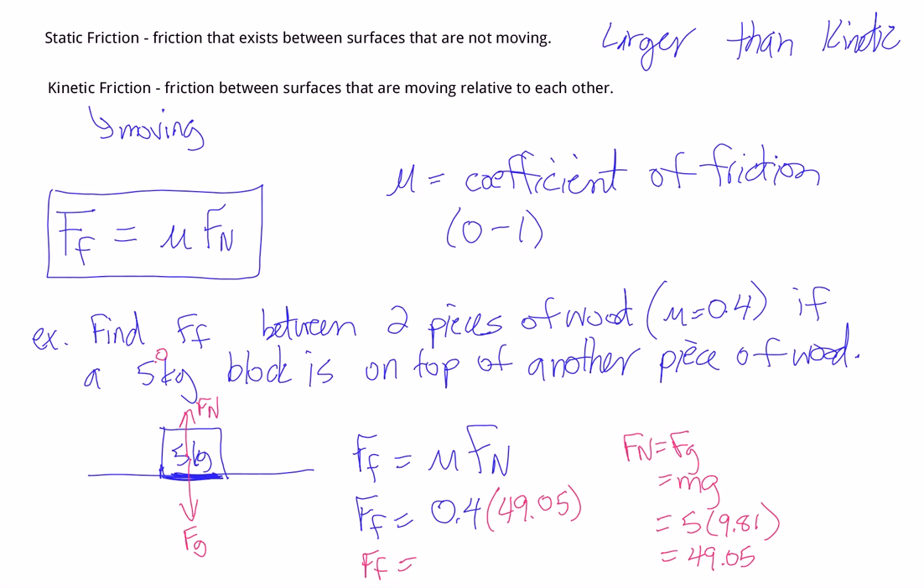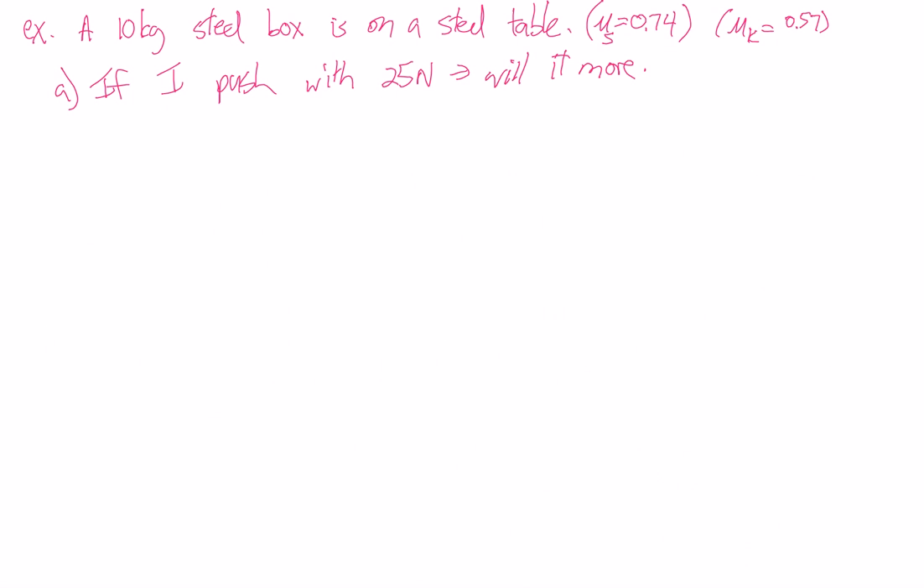And we'll round that to, let's suppose we had 2 digits. Let's suppose the question had 5.0 kilograms. So we round it to 2 digits, it'll round off to 20 newtons. So what that means is if we tried to push this block, there's going to be 20 newtons of resistance force counteracting our efforts.